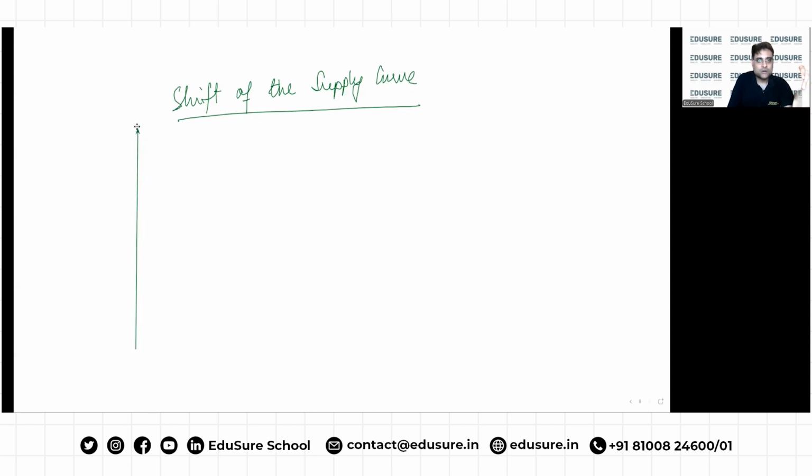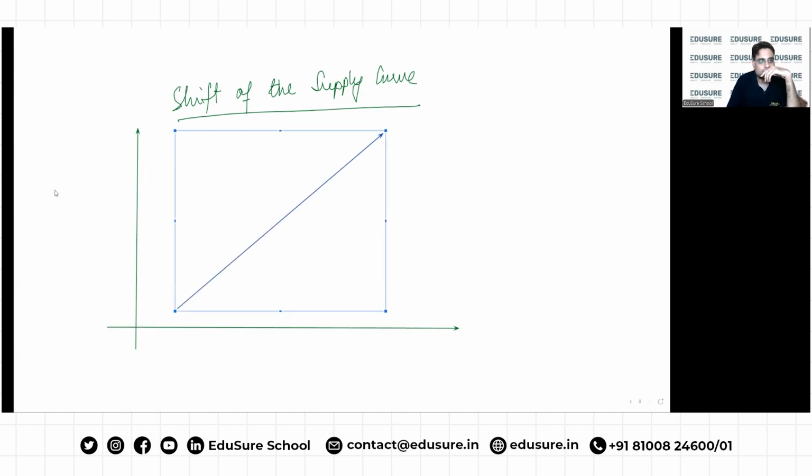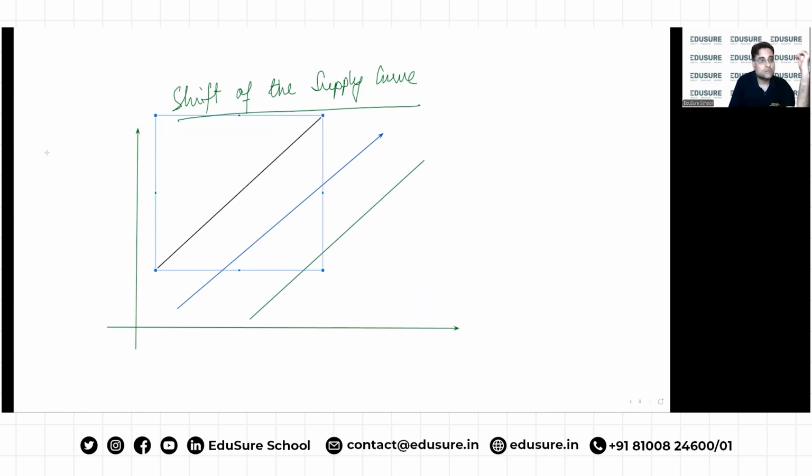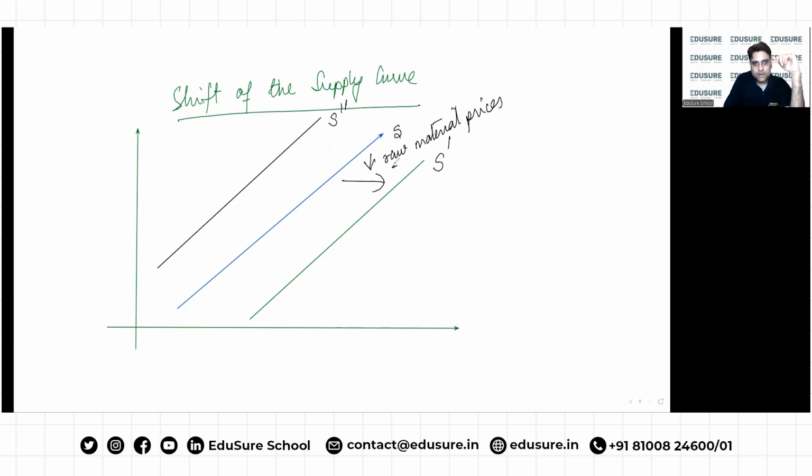Let's put it on the graph. This is the original. This is the shift to the right because of a decrease in raw material prices, and this is a shift to the left because of a war situation. And a decrease in the supply curve is happening because of the war situation.